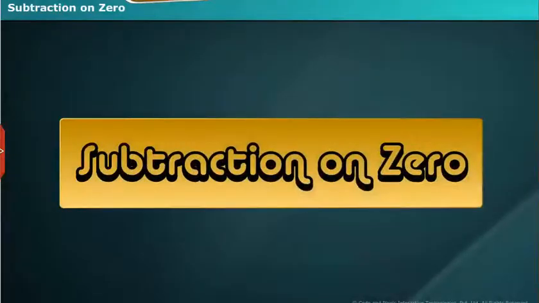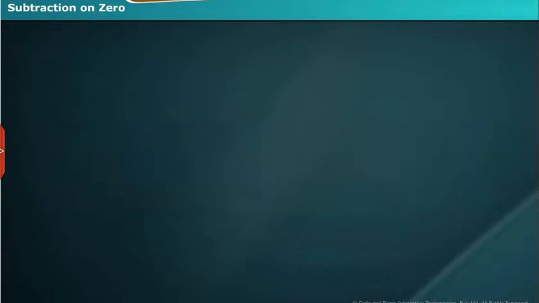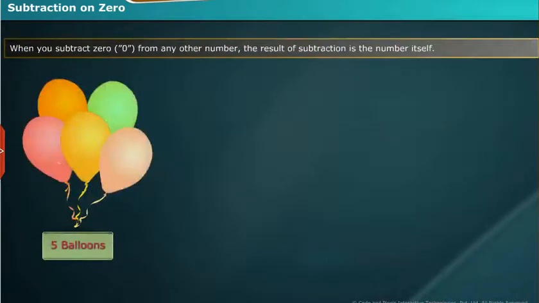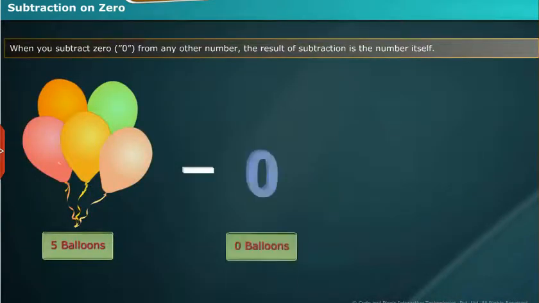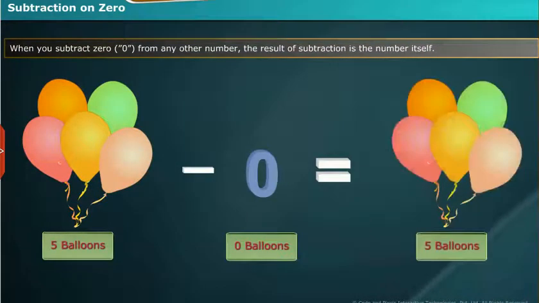Subtraction on 0. Let us learn about subtraction from 0. When you subtract 0 from any other number, the result of subtraction is the number itself.